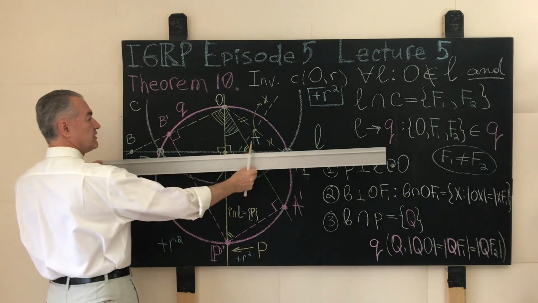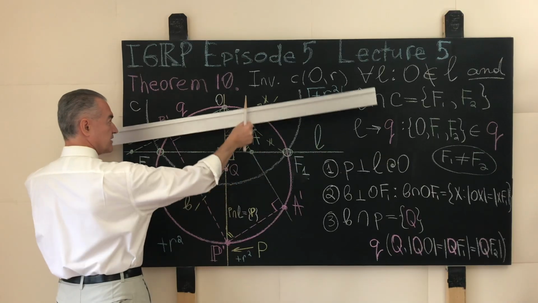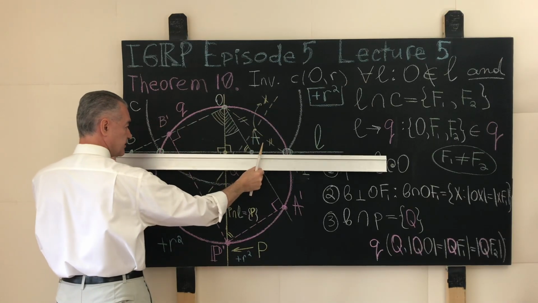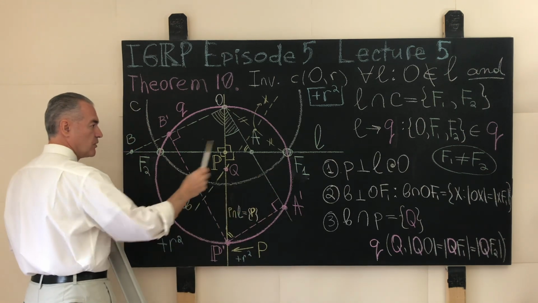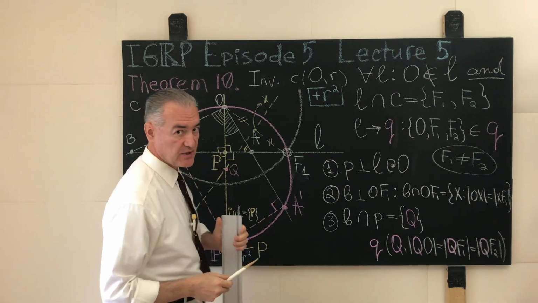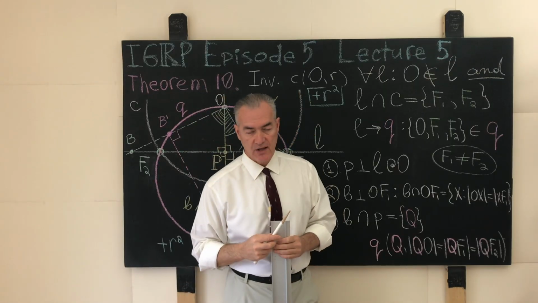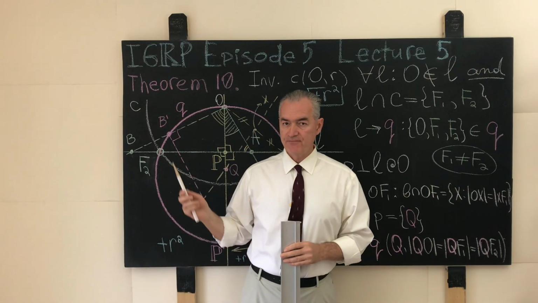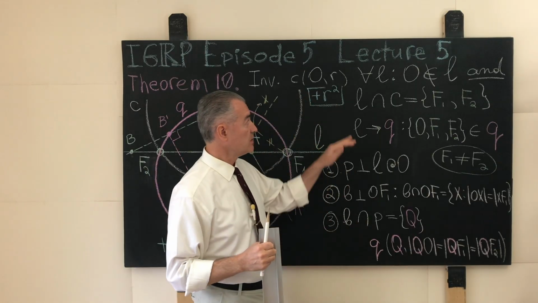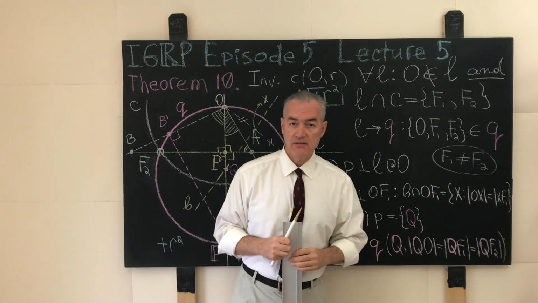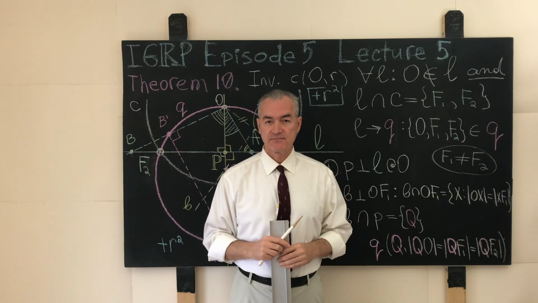Exactly, it is taken into the straight line that does not pass through the center of inversion, but passes precisely through these 2 common points, F1 and F2, and we will look at a proof of that theorem in the future lectures. But for now, we will move on to the analog of theorem number 10, but in the case when the power of inversion will be negative.